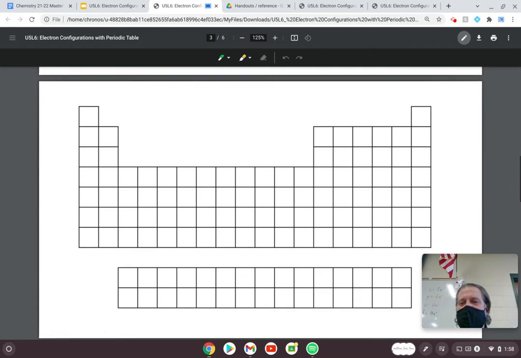Here I've got a good old-fashioned blank periodic table for you to take a look at. And what I'm going to do is give every one of you a brand new copy of the periodic table. Brand spanking new, fresh off the presses.